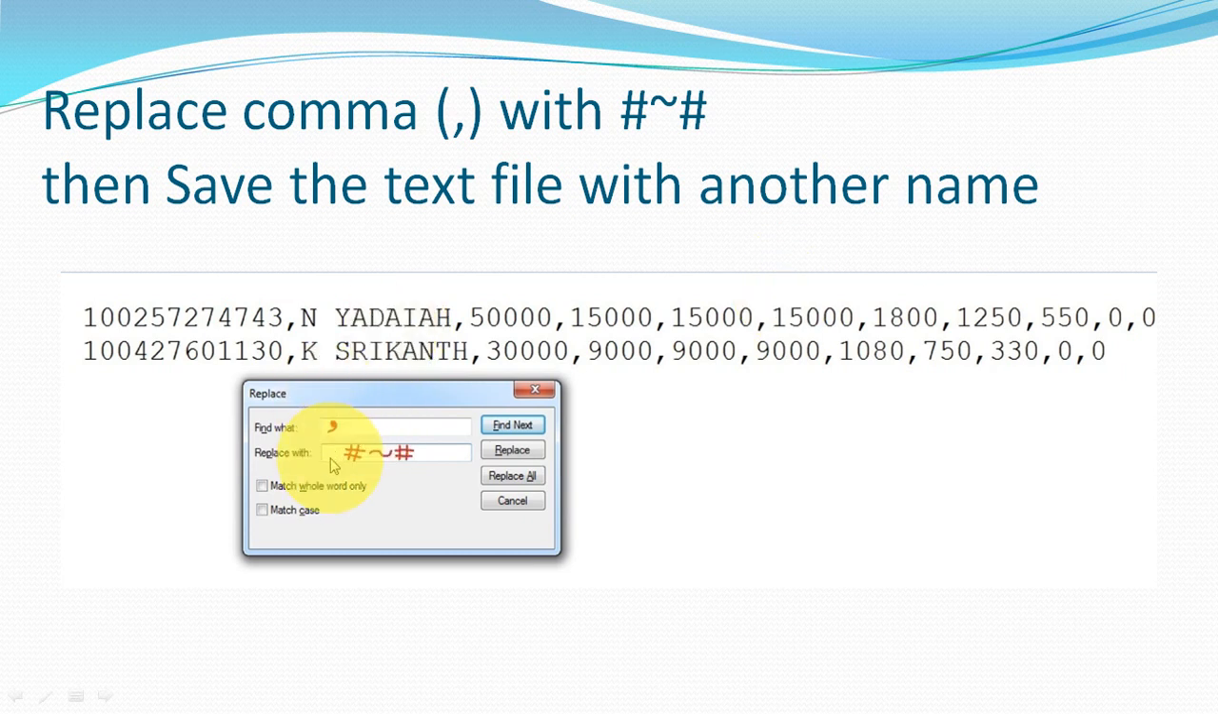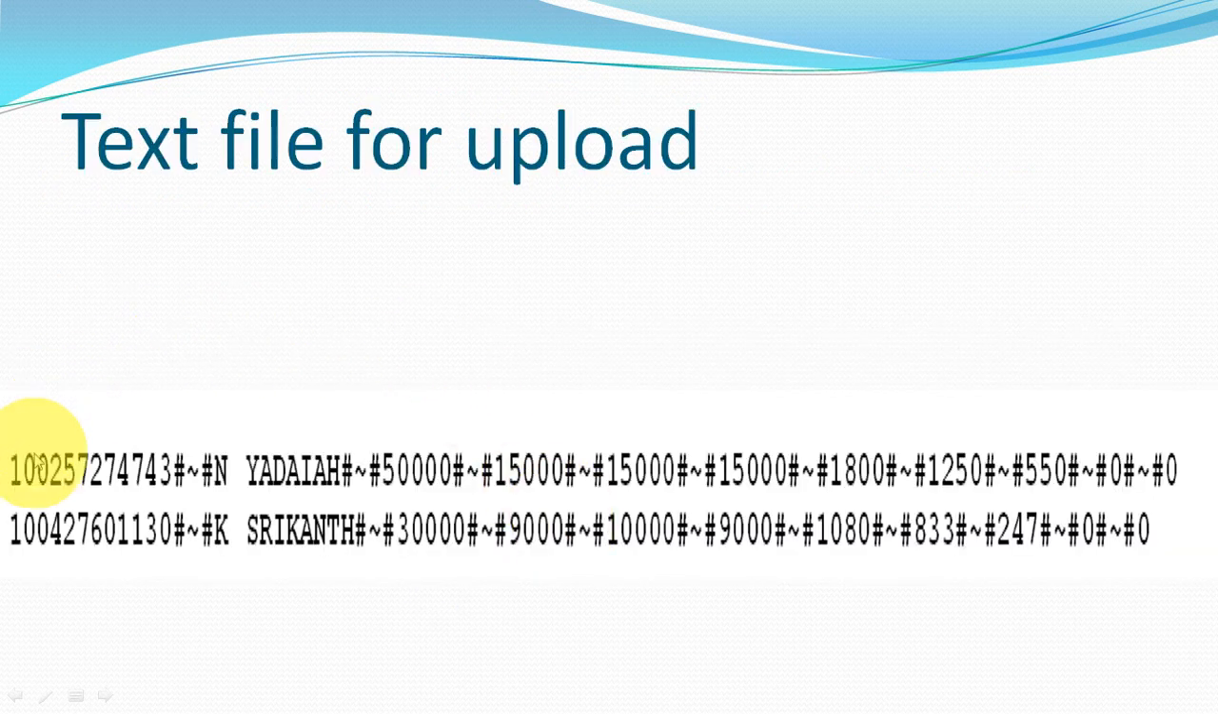Then that tilde comma is to be replaced by hash tilde hash. Press the shortcut to get this dialog box: kindly press Ctrl and H and replace all. Once you replace all, the text file will be generated and will look like this. Kindly save this text file with an appropriate name, whatever you want.